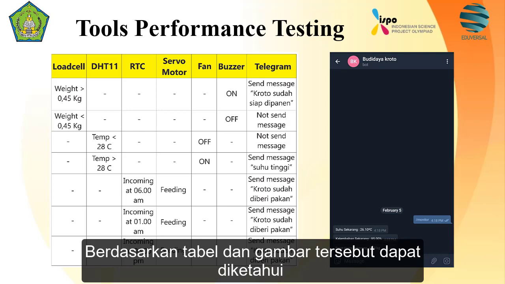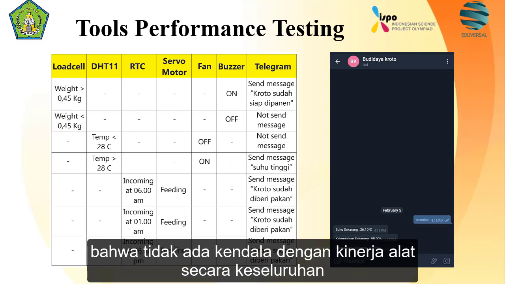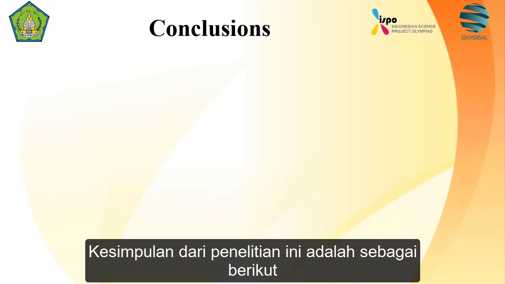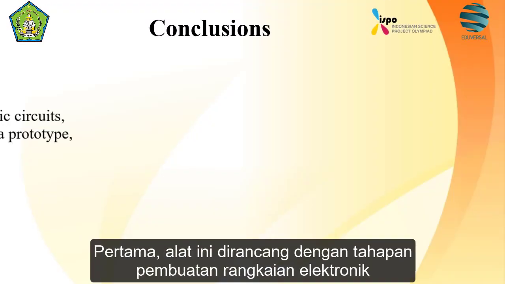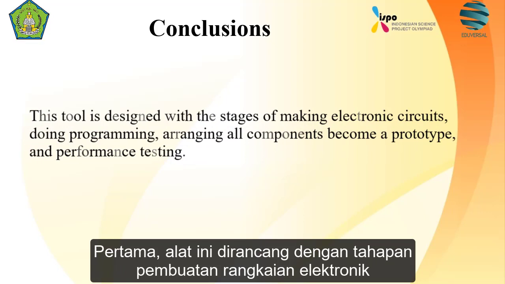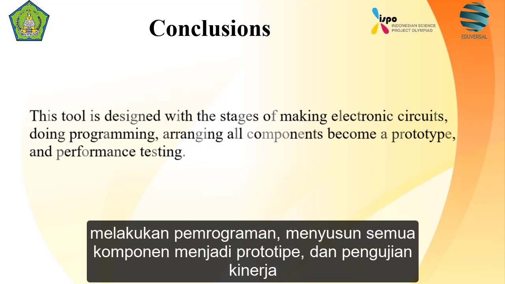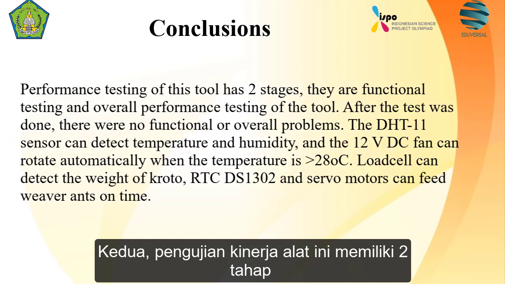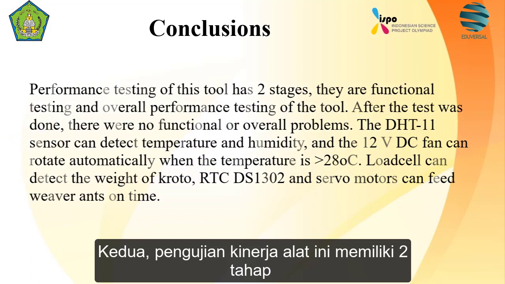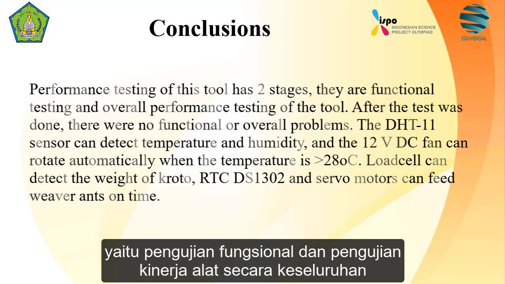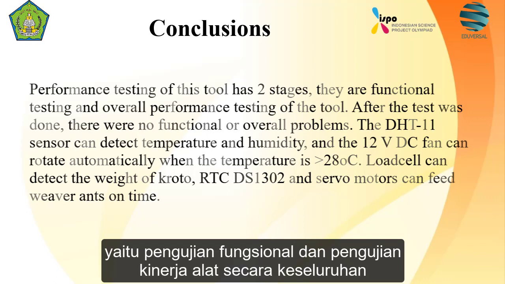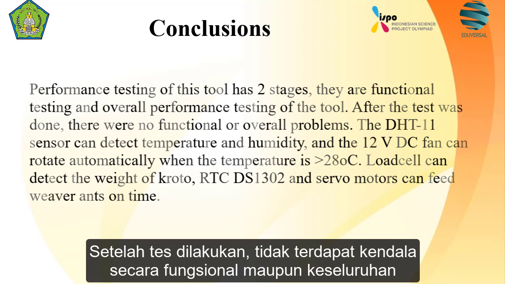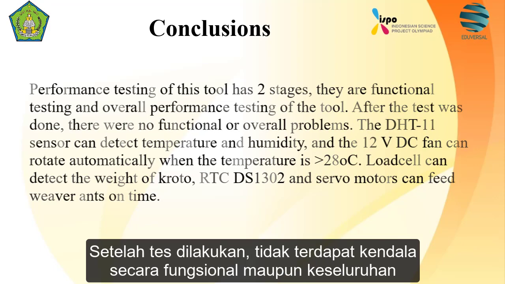Based on these tables and images, it can be known there were no constraints with the overall performance of the tool. The conclusions from this research are as follows. First, this tool is designed with the stages of making electronic circuits, doing programming, arranging all components to become a prototype, and performance testing. Second, performance testing of this tool has two stages. They are functional testing and overall performance testing of the tool. After the test was done, there were no functional or overall problems.